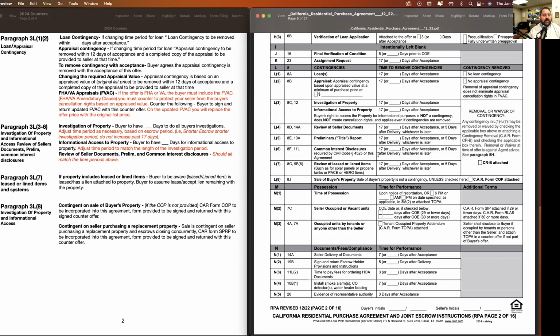The preliminary title, the common interest disclosures, review of leased or liened items, all of that stuff kind of falls into the same time period. So if I shorten investigation, all of those get shortened the same amount of time. Okay. You could make it simpler if you didn't want to line out each one and just say all buyer's contingencies to be removed in this amount of time. You could do that, and that would be fine.